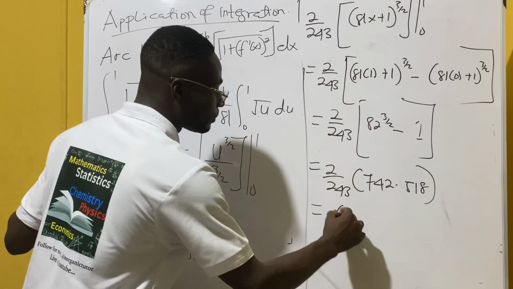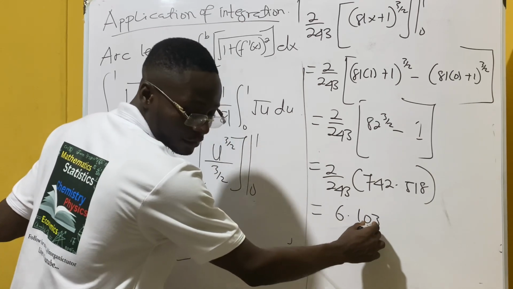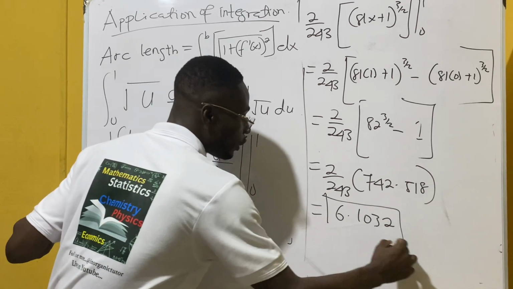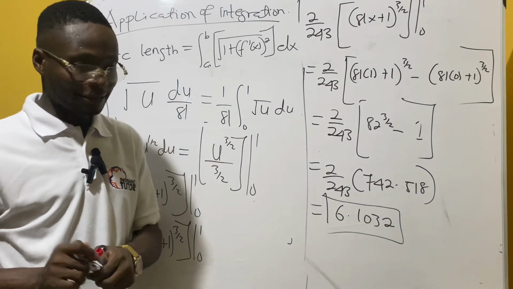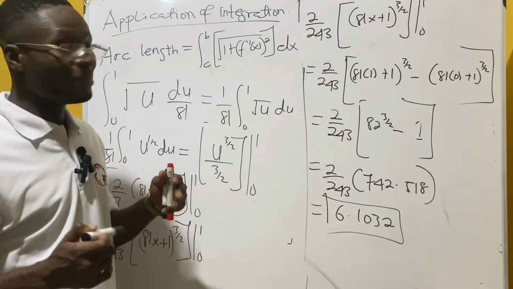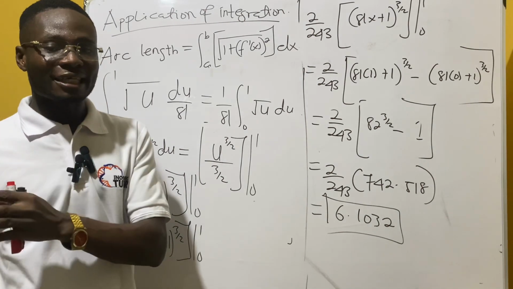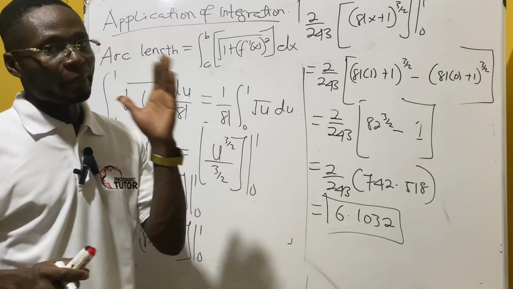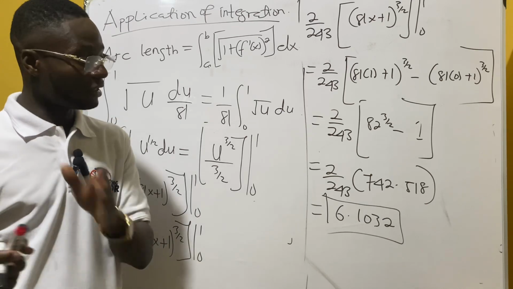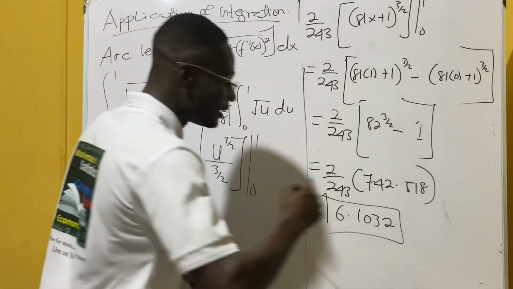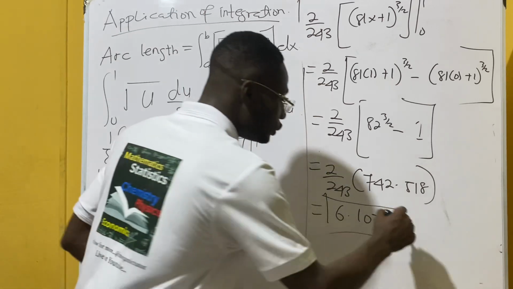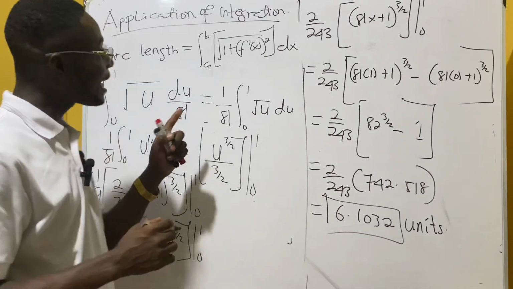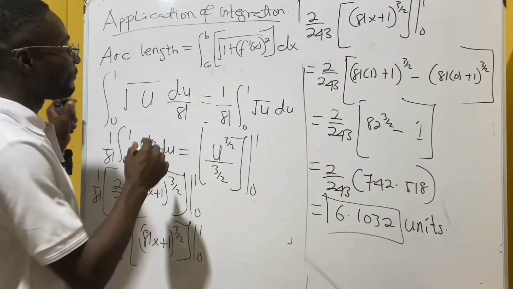you're basically going to have 6.1032. And this result becomes your arc length. Length is a distance, so it should be positive, of course. It can be meters, it can be kilometers, whatever. We don't know the unit, so we just say 6.1032 units. That becomes the arc length of this particular function that we were given.